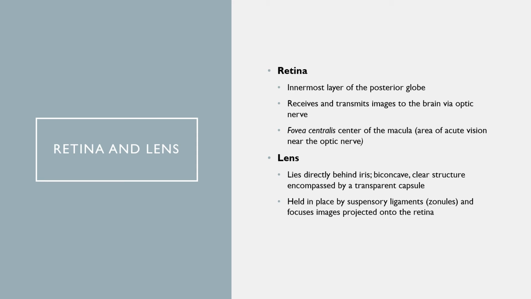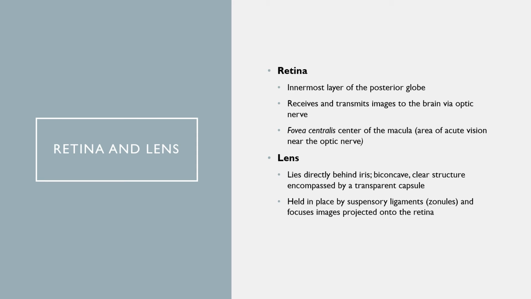All right, the retina is the innermost layer of the posterior globe. Okay, it receives and transmits images to the brain via the optic nerve. And the fovea centralis is the center of the macula, or the area of acute vision near that optic nerve.